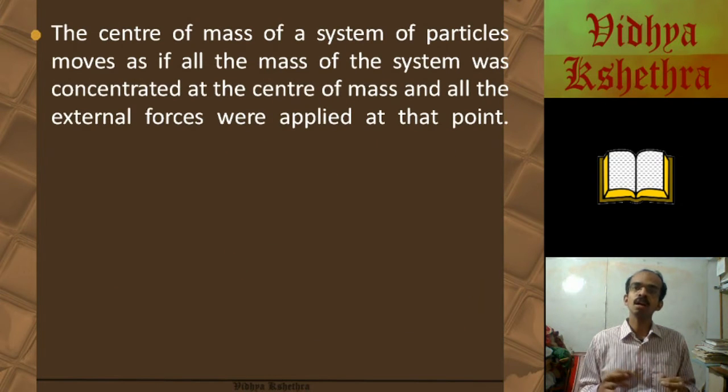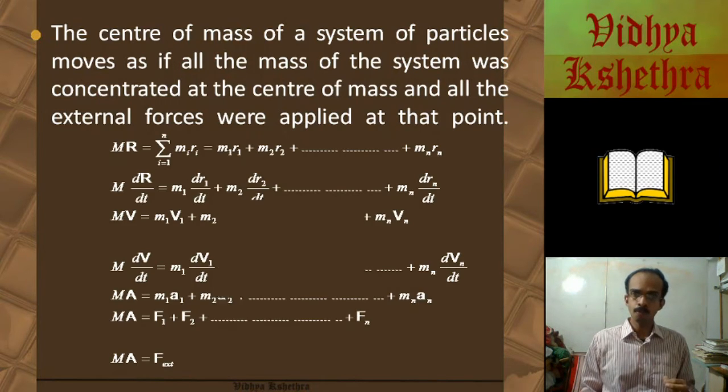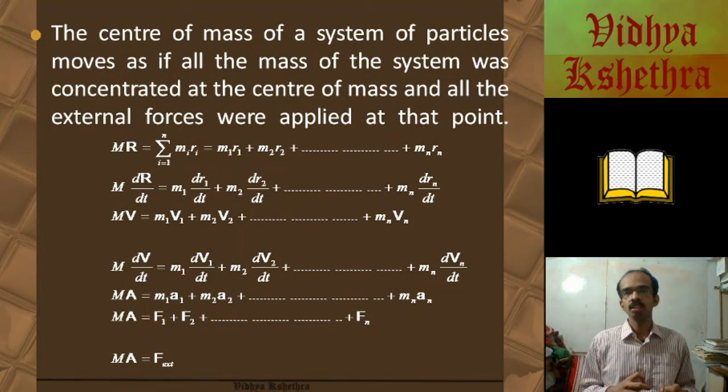Now the center of mass of a system of particles moves as if all the mass of the system was concentrated at the center of mass and all the external forces were applied at that point. This can be further proved by using these equations. As we have already seen, the center of mass is given by r equal to sigma from i equal to 1 to n of mi ri by M. We will bring M to the left hand side.